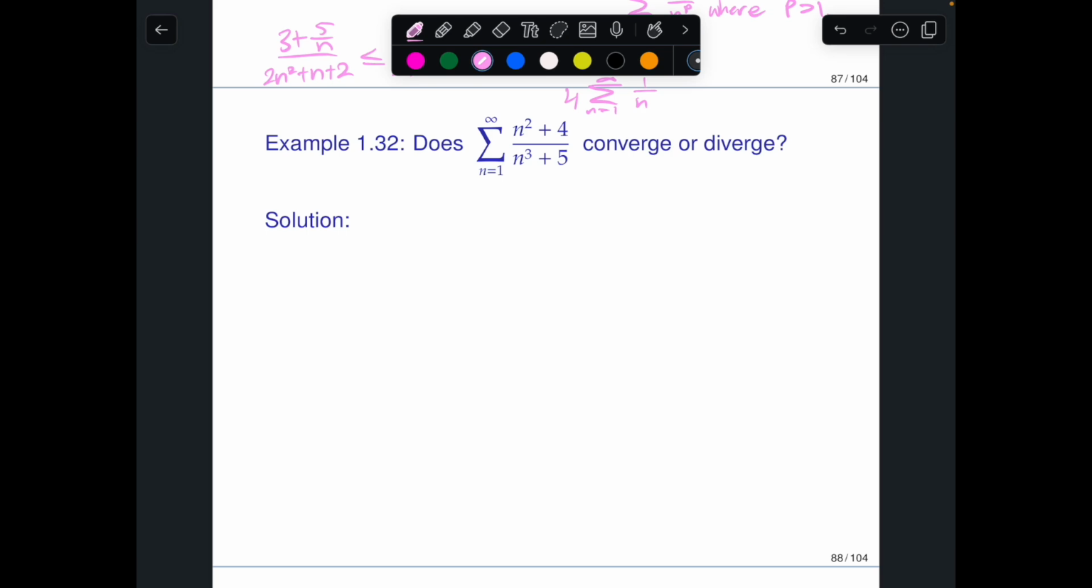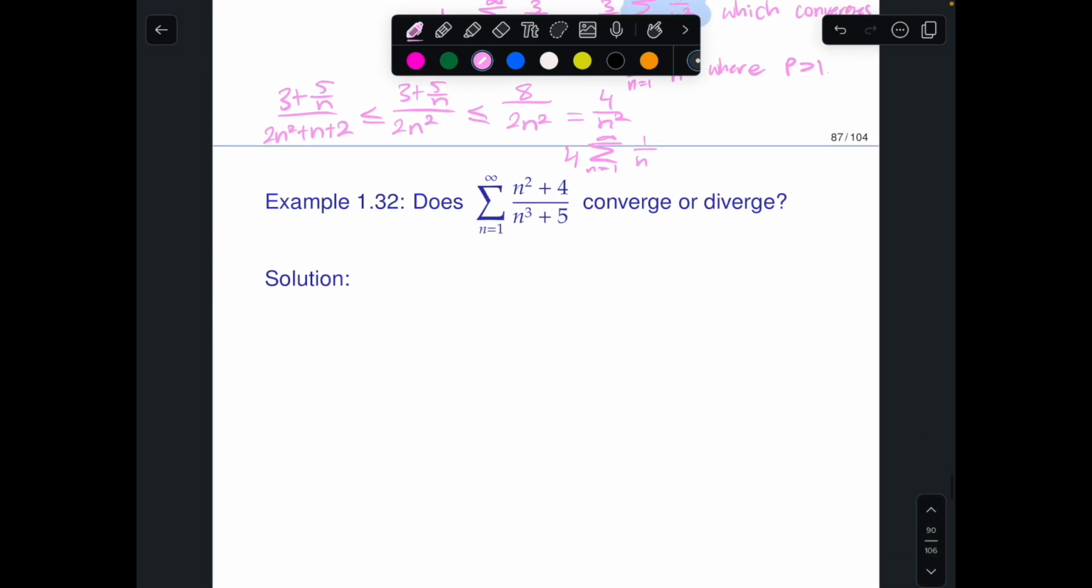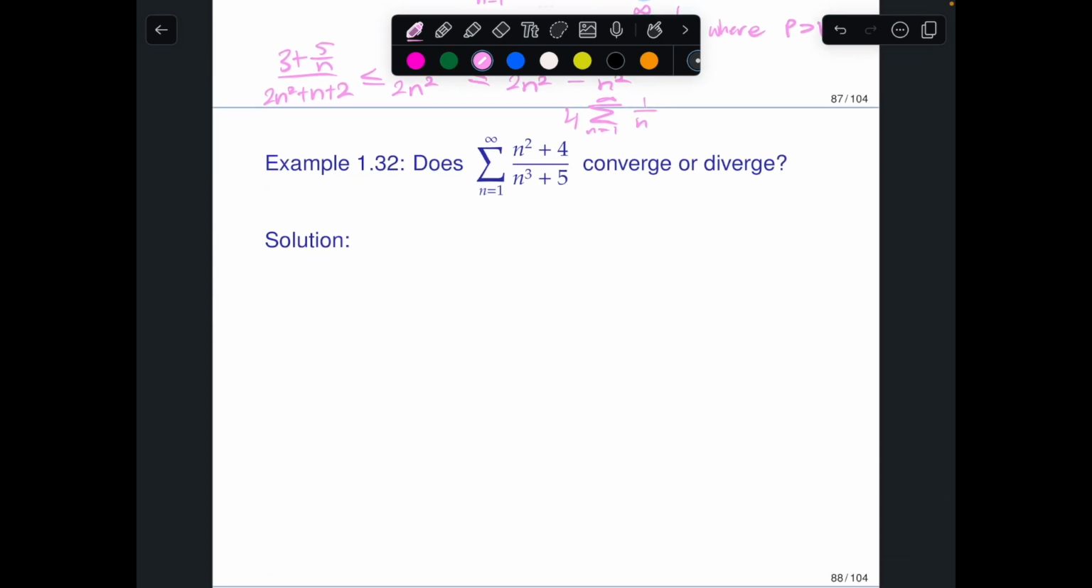record this last example. So we're just repeating the comparison test again for this new one. So a_n equals (n squared plus 4) over (n cubed plus 5). And we say that (n squared plus 4) over (n cubed plus 5) is greater than or equal to 0, so the comparison test can be used.